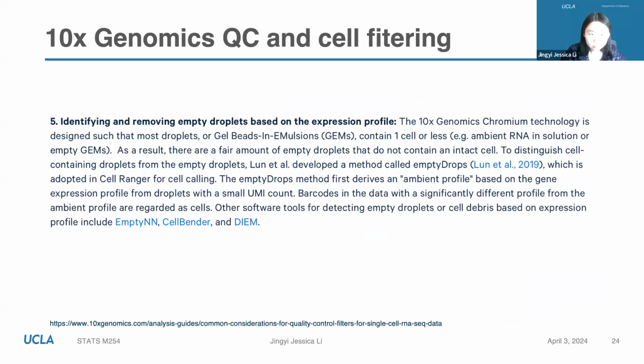But doublet detection and empty droplet detection are more refined ways to remove these problematic droplets. For example, there's a method called EmptyDrops, which derives an ambient profile based on gene expression profiles from droplets with small UMI counts. Then cell barcodes in the data with a significantly different profile from the ambient profile are regarded as cells. Otherwise, they are considered empty droplets. So it's a more complicated Bayesian method for detecting empty droplets. You can check it out if you're interested.